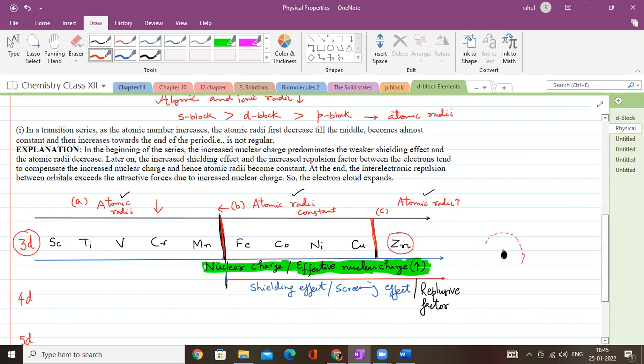Why? Because as I said just now, 3D has a poor shielding effect. If 3D has a poor shielding effect, that means it can't shield the nucleus. And if this dotted line is showing, 3D series, and this is my 4s. The point right now is, if there are two electrons, the electrons are entering over here. First electron, second electron, third electron, fourth electron, fifth electron.